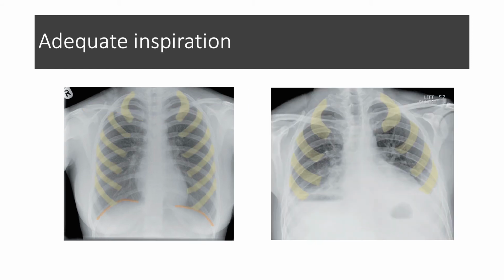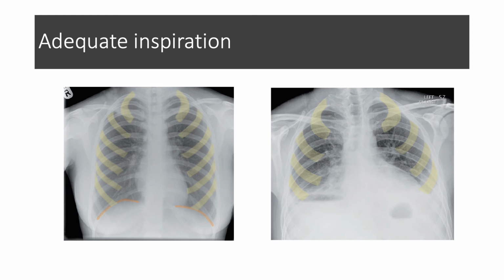How do you assess adequate inspiration? If the hemidiaphragms lie at the level of the 6th anterior rib or below, then the inspiration is adequate. Alternatively, if there are 8 or 9 posterior ribs visible in the lung fields, this is also adequate inspiration.